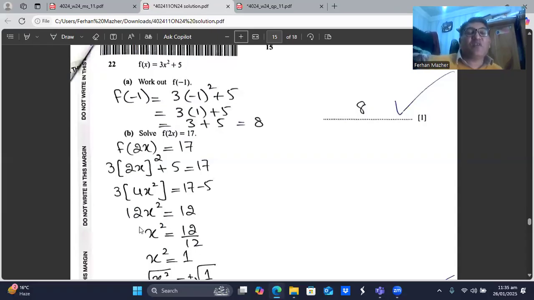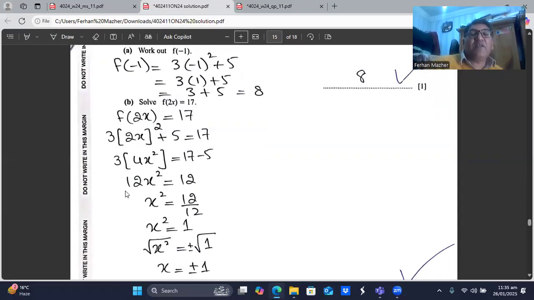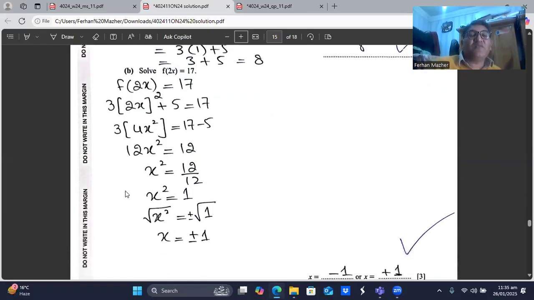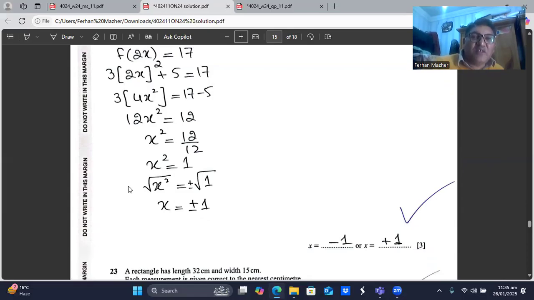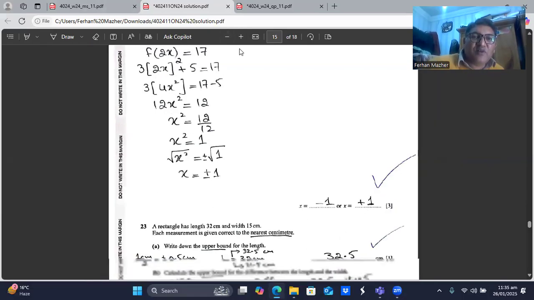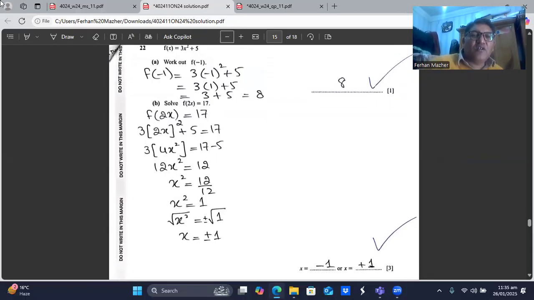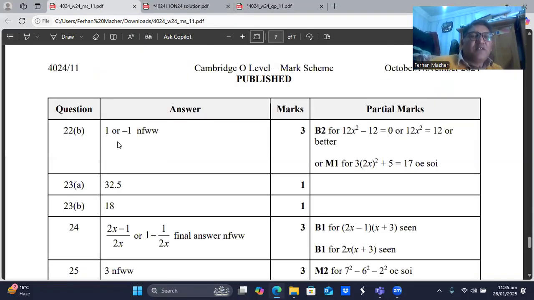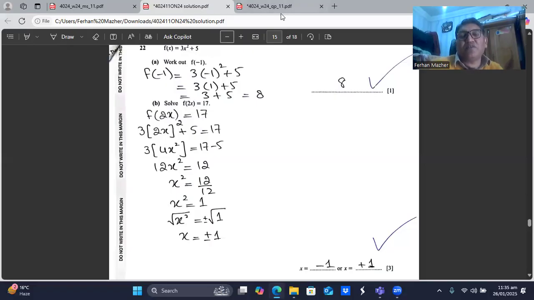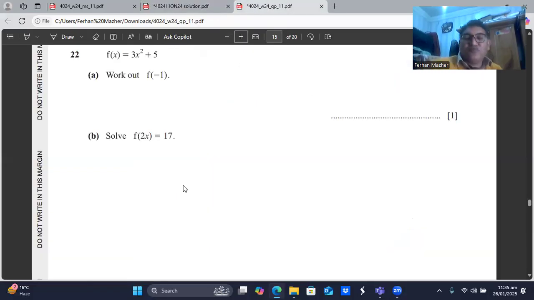So x squared will be equal to 12 by 12, so x squared will be equal to 1. Take the square root on both sides. We want the value of x, so x will be equal to plus or minus 1. Let me show you the whole of the question. So the value of x is plus 1 or minus 1. The answers are right. So this is how you do question number 22.